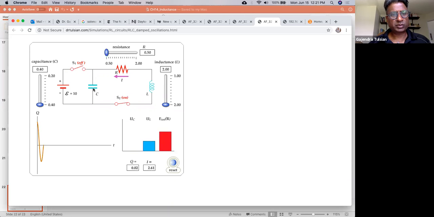If this resistance was not present, this would oscillate forever. But because the resistance is present, the stored energy is being converted to heat in the resistance, and you see the oscillations are dying out. So if you want to keep this circuit oscillating, you've got to pump energy into it. However much energy you lose per cycle, if you keep pumping that energy in, it'll keep oscillating. Except for this circuit, the oscillation frequency is slightly different than when the resistance is not present.